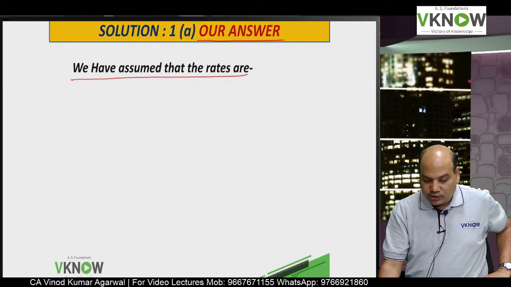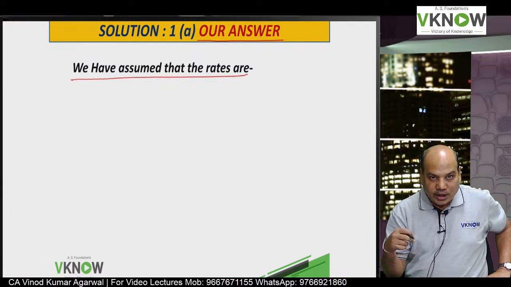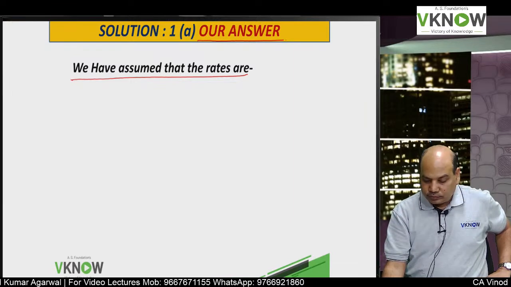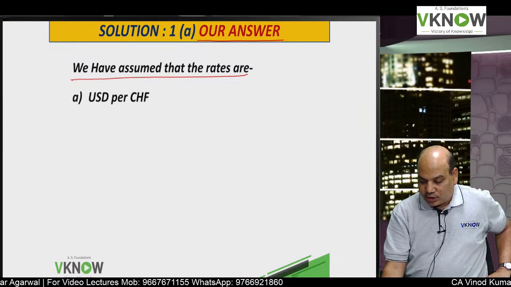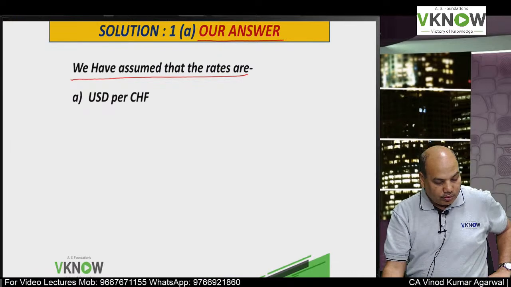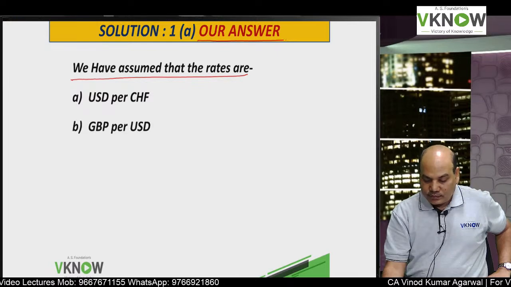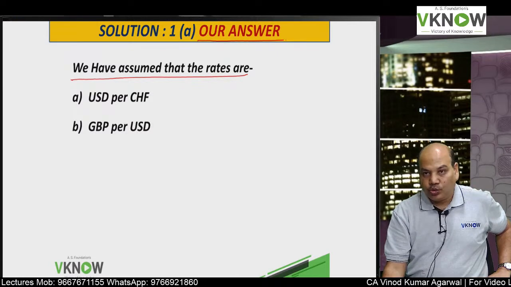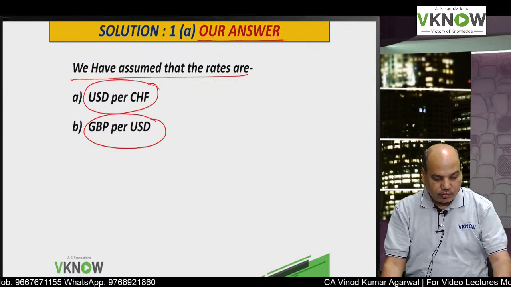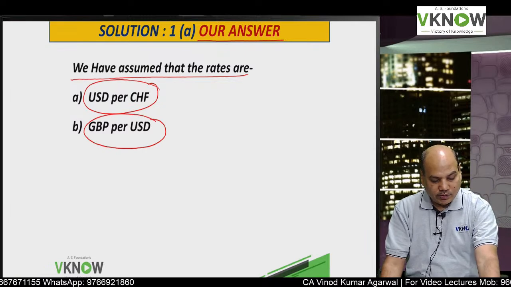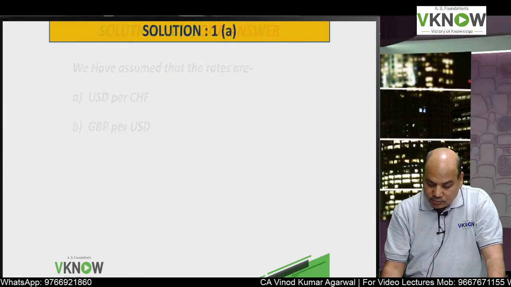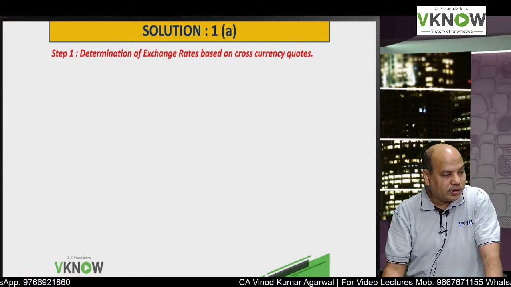Please write down. If you want to write my answer, which will be different from the institute answer, please write down: we have assumed that the rates are USD per CHF and GBP per USD. So we will interpret them as given in the problem. And now we'll start solving the question.